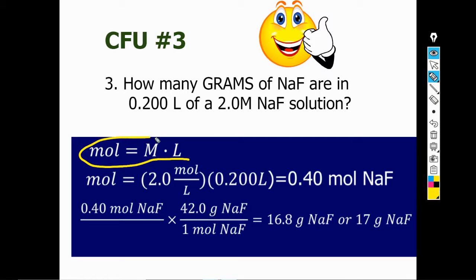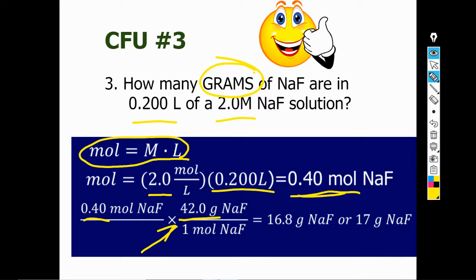And again, when you're solving for moles, it's molarity times liters. If you do your algebra, we plug in the 2 molar, which is up there, and the 0.2 liters, which is there. And we get 0.4 moles of sodium fluoride. Well, the question's asking for grams, so we need to do that last conversion. The 0.4 moles is coming from what we solved here. The 42 grams is coming from your best friend, the periodic table, and that's over 1 mole to get the units to cancel. And we get 16.8 grams of NaF, or 17.